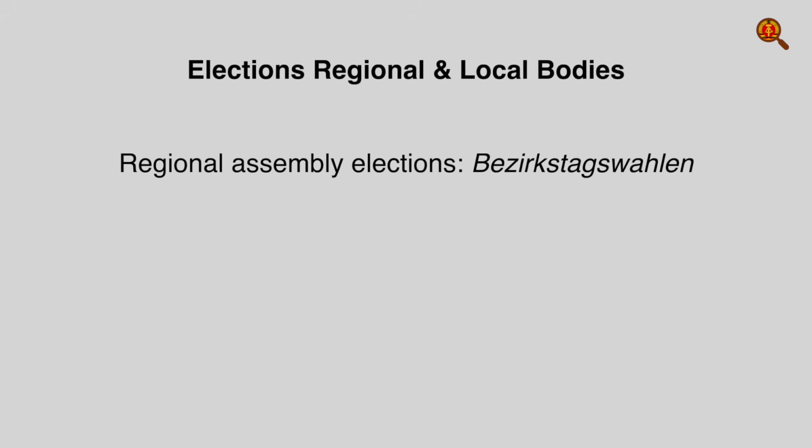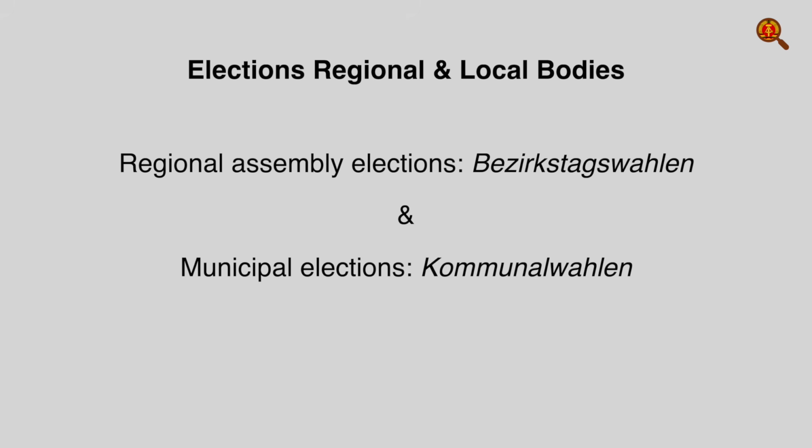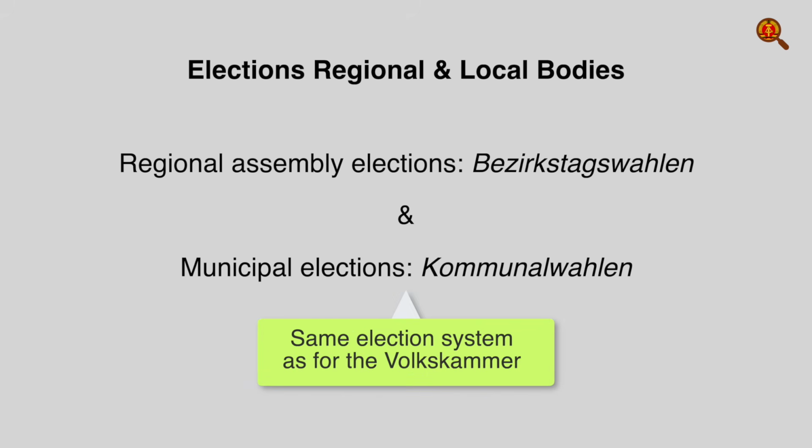Not being a member still meant that you were able to become a member of the Volkskammer, but the Volkskammer had only parties that were part of the National Front, which was dominated by the SED. So there was no political independence. In practice, this meant that anyone who didn't conform to the system had no chance of getting into the Volkskammer. The same system as for the Volkskammer applied to the regional assembly elections, Bezirkstagswahlen, and the municipal elections, Kommunalwahlen. There was only one list made up of candidates from the National Front.